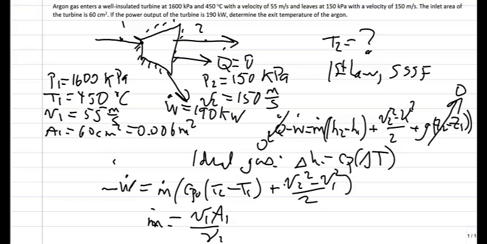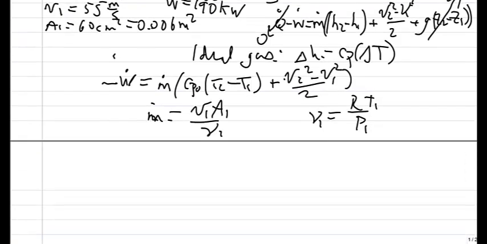Another thing we might want to note is that since we again have no property data for our argon gas, let's just use our ideal gas equation of state, and therefore the specific volume is RT over P. Now again, we're trying to find the specific volume at 1, so we'll use our property data given at point 1 to get the specific volume.